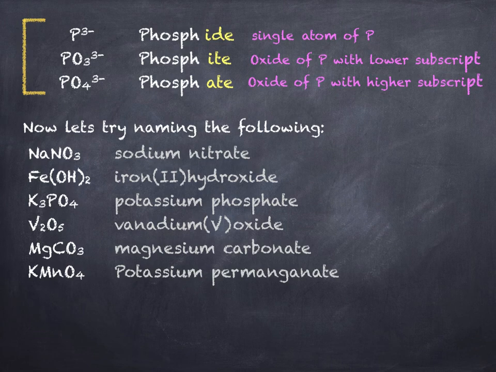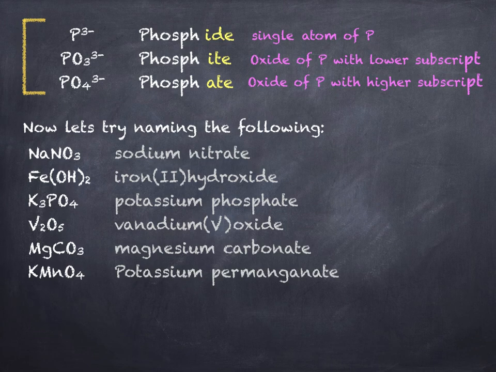For the second case, iron is multivalent, meaning it has multiple charges, so I have to mention which charge of iron is in this compound, so I have to say iron 2 hydroxide. Third case is potassium. Again, it has only 1 charge, so I don't need to mention the charge, potassium phosphate. Next case is vanadium, which is a transition metal, has multiple charges, so I have to mention the charge. Because the charge of vanadium is actually written underneath oxygen, I know it has a charge of +5, so I have to say vanadium 5 oxide.